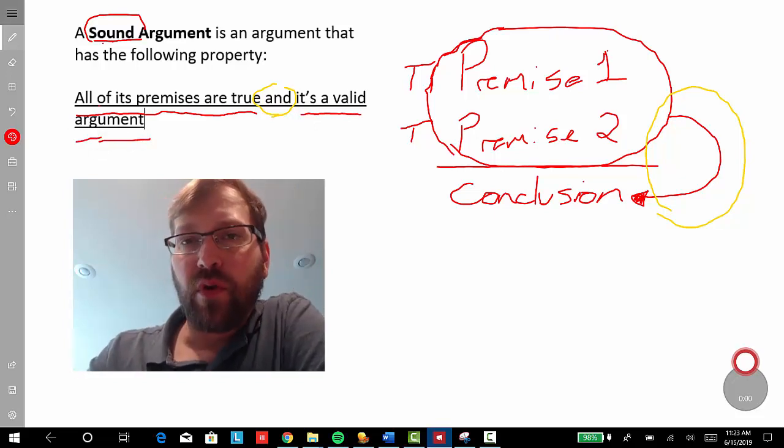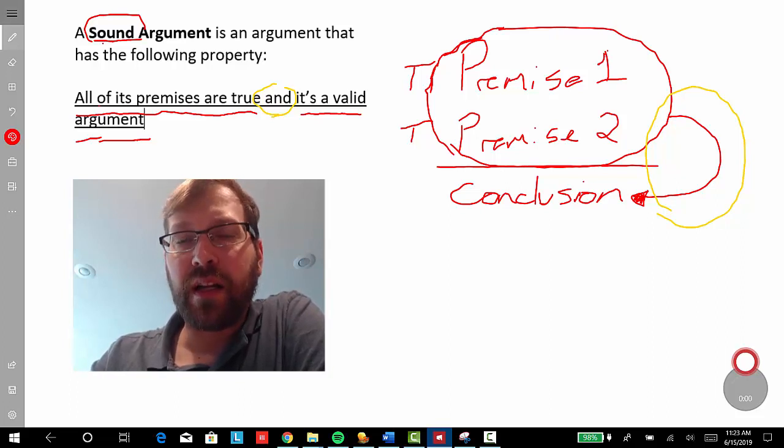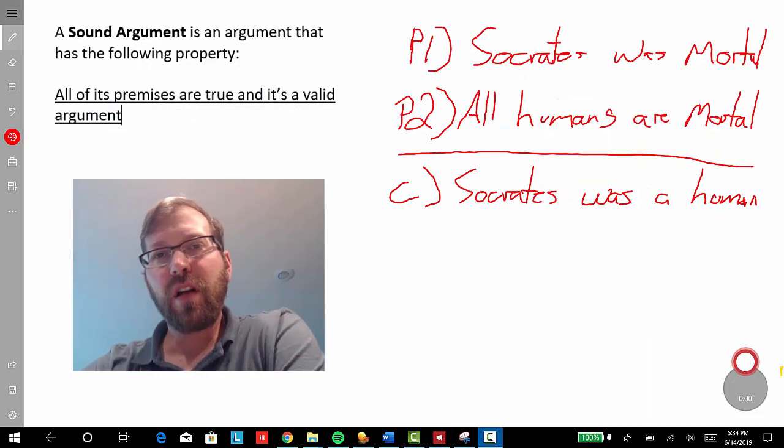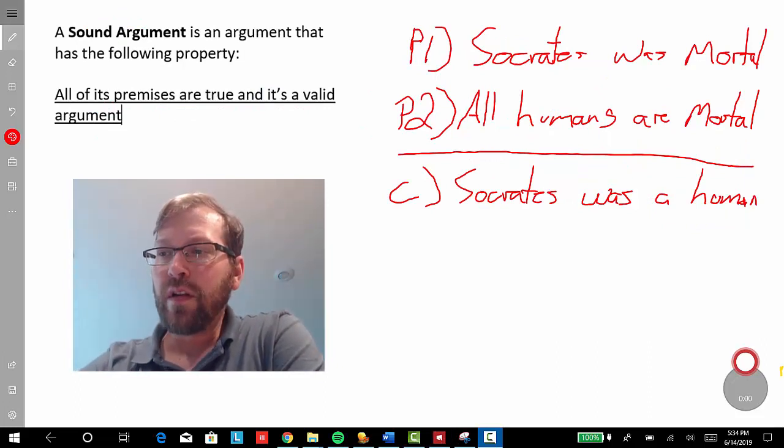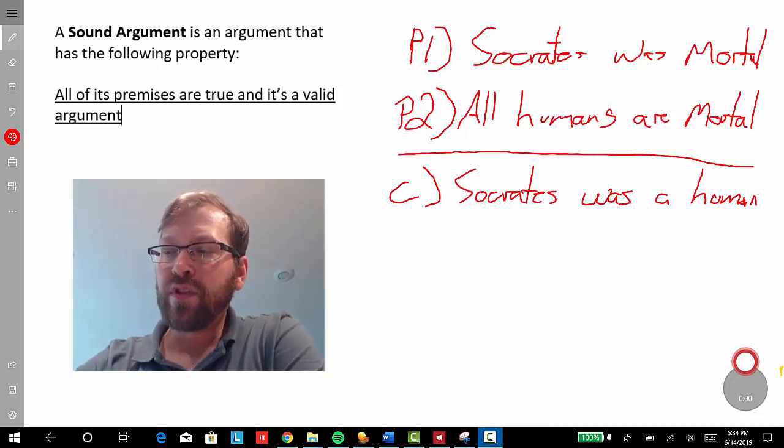So let's look at a few more examples of arguments that imply the concept of soundness to them. All right, so this argument says that Socrates was mortal. All humans are mortal. Therefore, Socrates was a human.